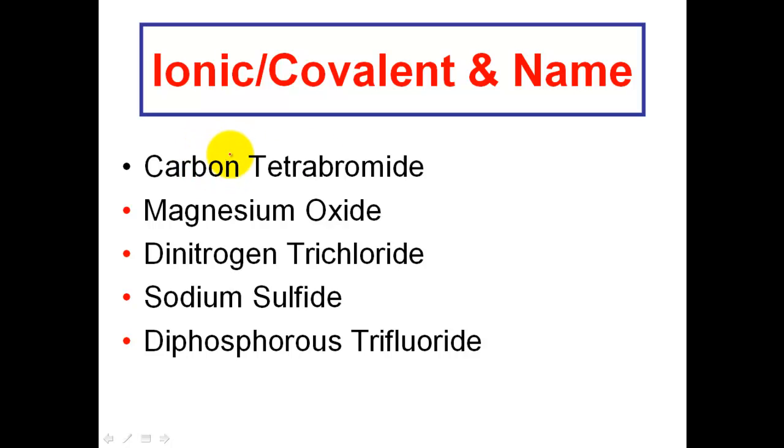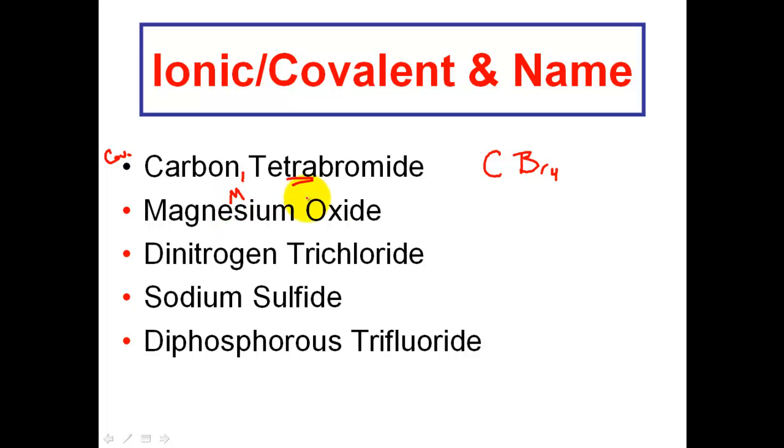Okay, so I have carbon and bromine, tetrabromide. Carbon and bromine are both nonmetals, therefore this is a covalent compound. I'm just going to leave it as COV, covalent. Carbon, I have no prefix, that means I have a 1 after carbon. And tetra is the prefix for 4, CBr4. Magnesium oxide, check this out.